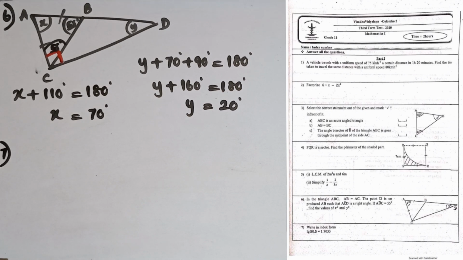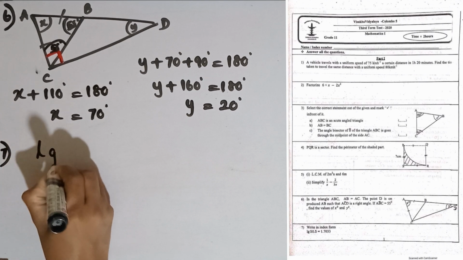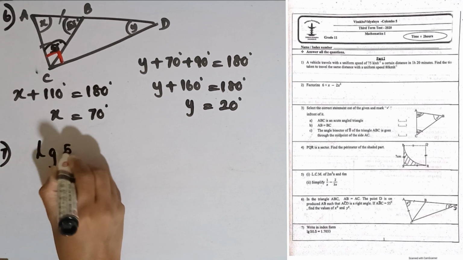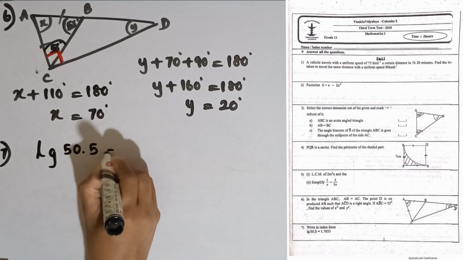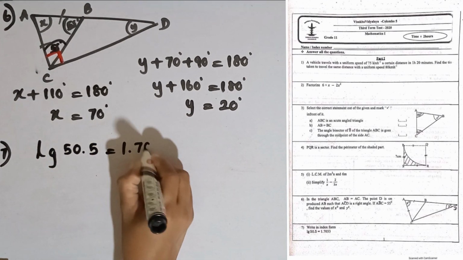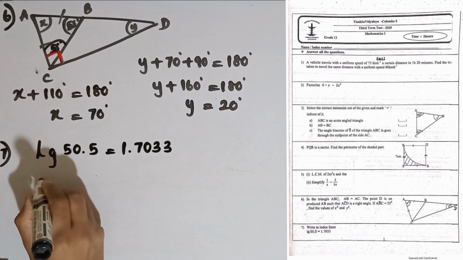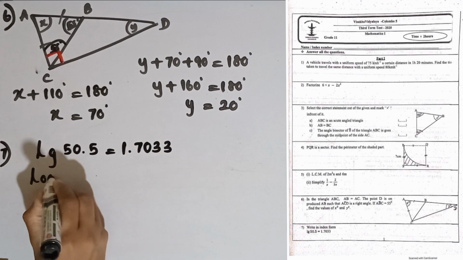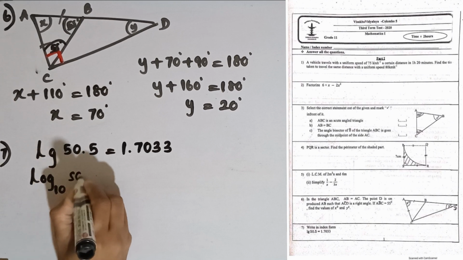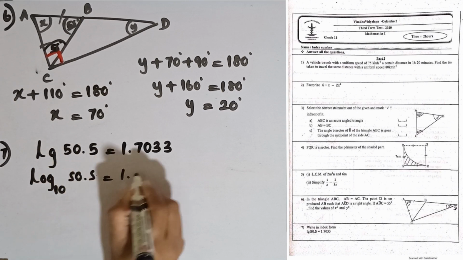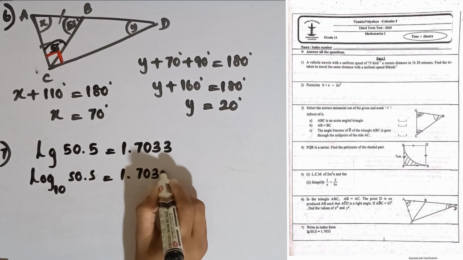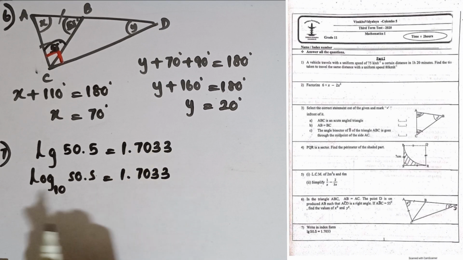Question number 7. Write in index form. We are given this: lg 50.5 equals 1.7033. Here lg means log base 10. 50.5 is equal to 1.7033.